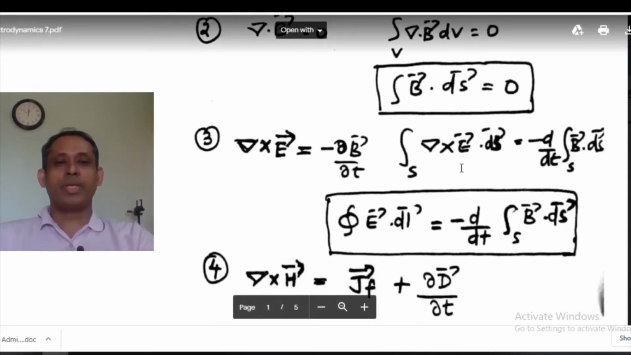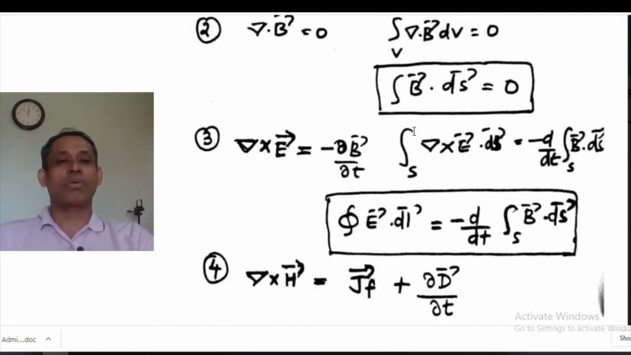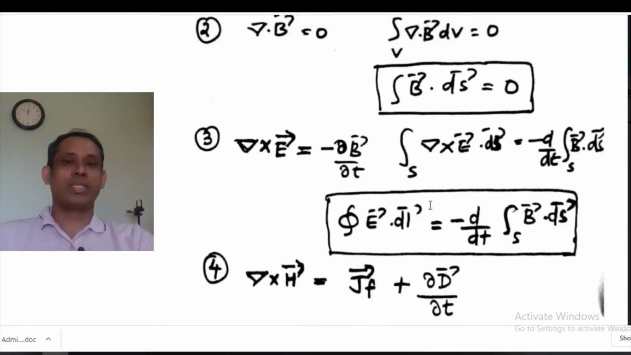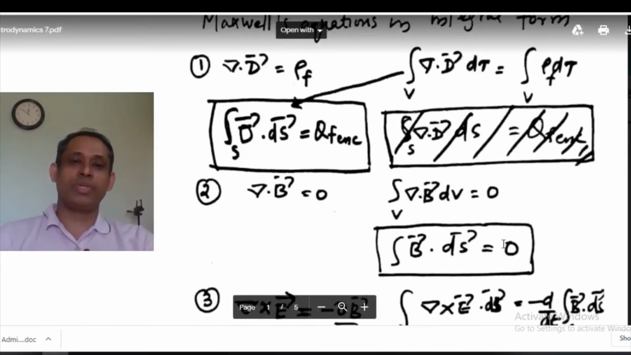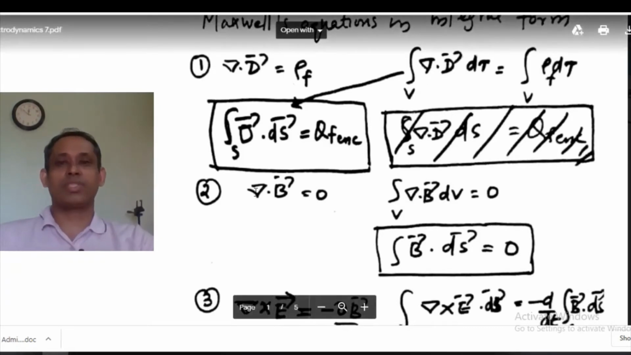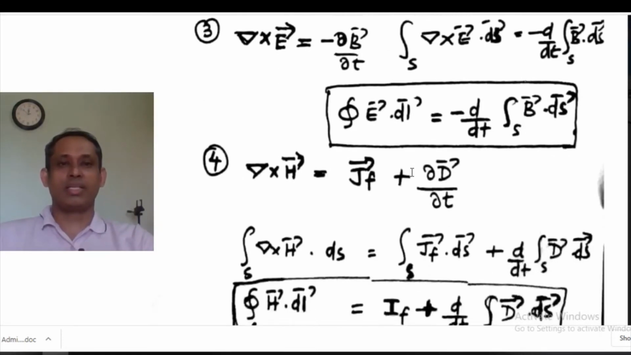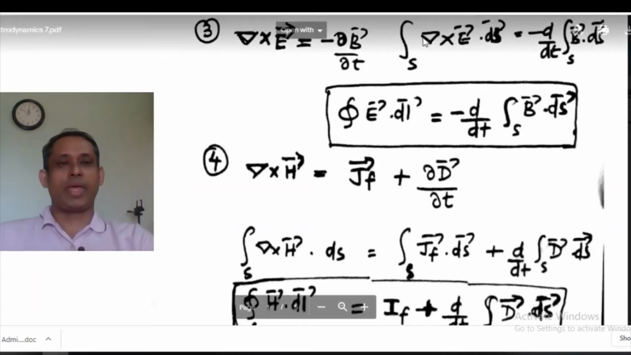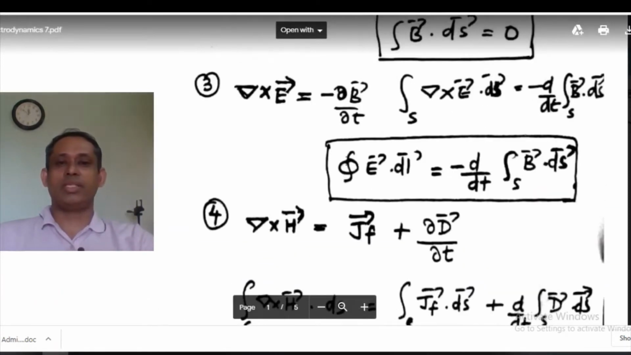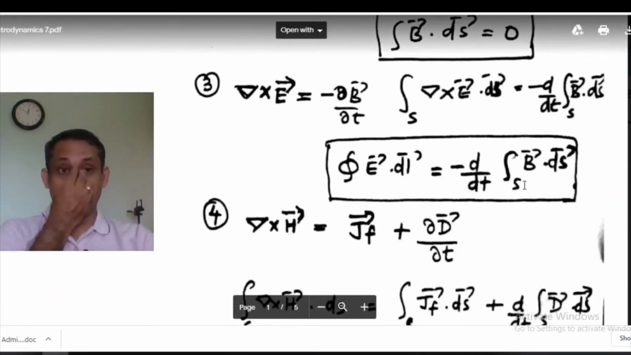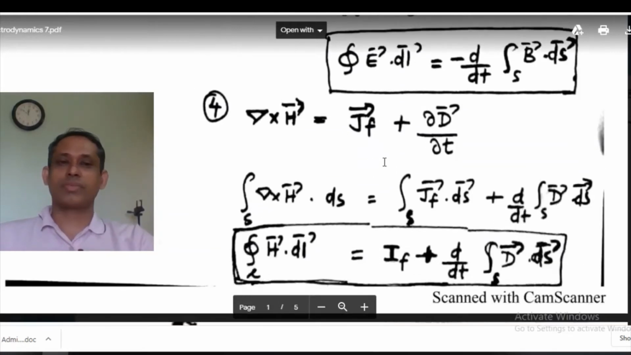So here we have the del cross E dot ds surface integral. By Stokes theorem we are converting it into a line integral. In the first two equations we converted volume integral into surface integral. Here we are converting the surface integral into a line integral, which is integral E dot dl. Del cross E dot ds, that is integral E dot dl, that is equal to minus d by dt of integral surface B dot ds.